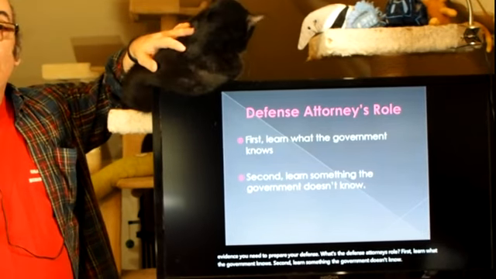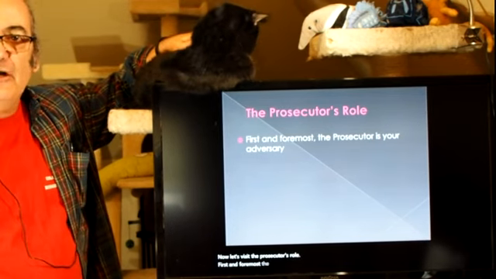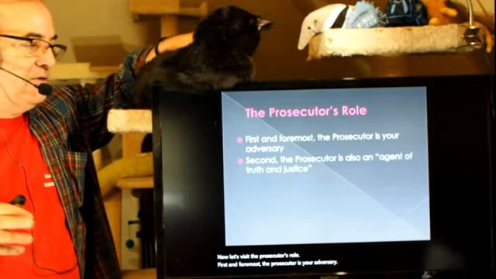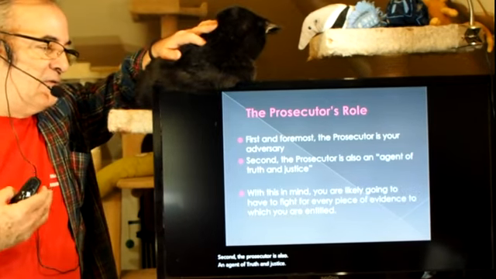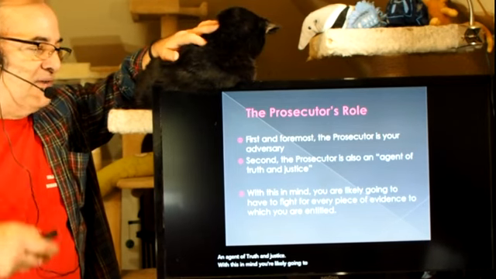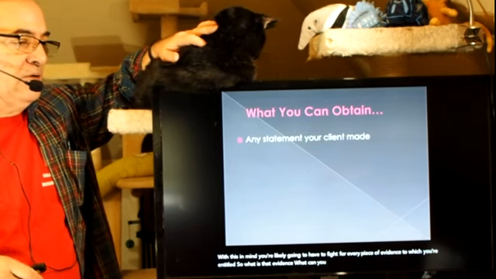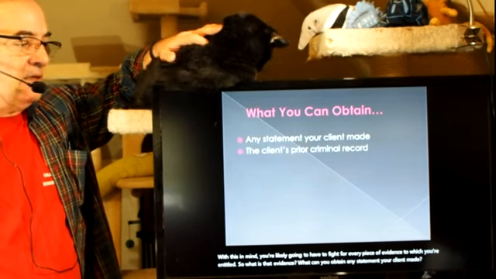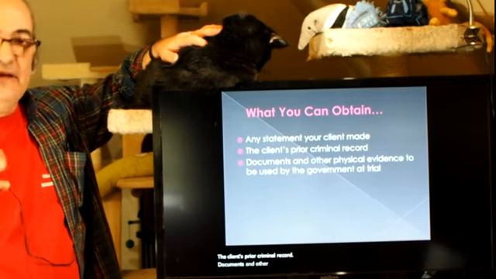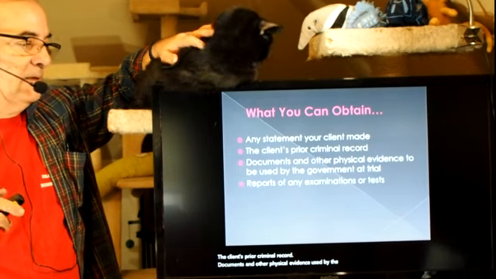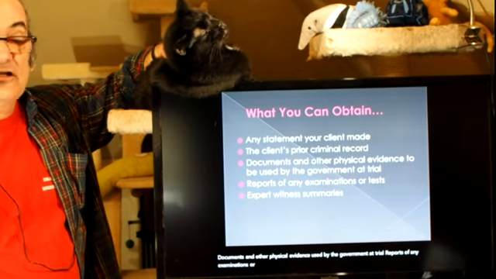Now, let's visit the prosecutor's role. First and foremost, the prosecutor is your adversary. Second, the prosecutor is also an agent of truth and justice. With this in mind, you're likely going to have to fight for every piece of evidence to which you're entitled. So what is that evidence? What can you obtain? Any statement your client made, the client's prior criminal record, documents and other physical evidence used by the government at trial, reports of any examinations or tests, expert witness summaries.